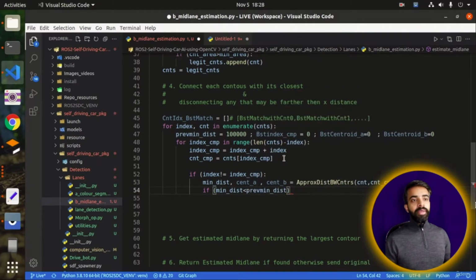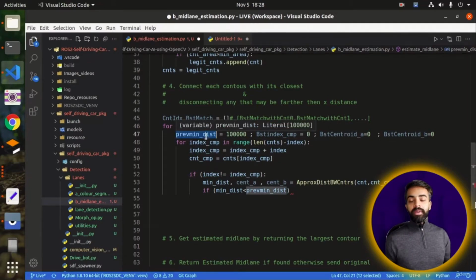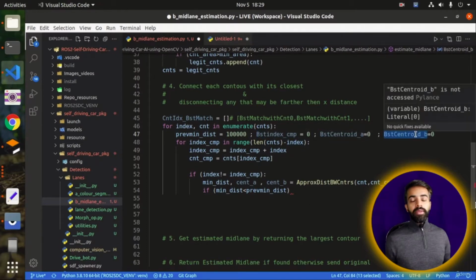Now, I have not mentioned this before. I've declared these four variables. These four variables will become useful later on when we try to find the minimum distance, or the minimum distant contour, for our particular contour that is happening inside the outer loop. So the minimum distance or the previous minimum distance will be stored inside this variable. The best index, that is the closest contour index, will be stored inside this variable. And the best centroid A and the best centroid B will be stored inside these variables.